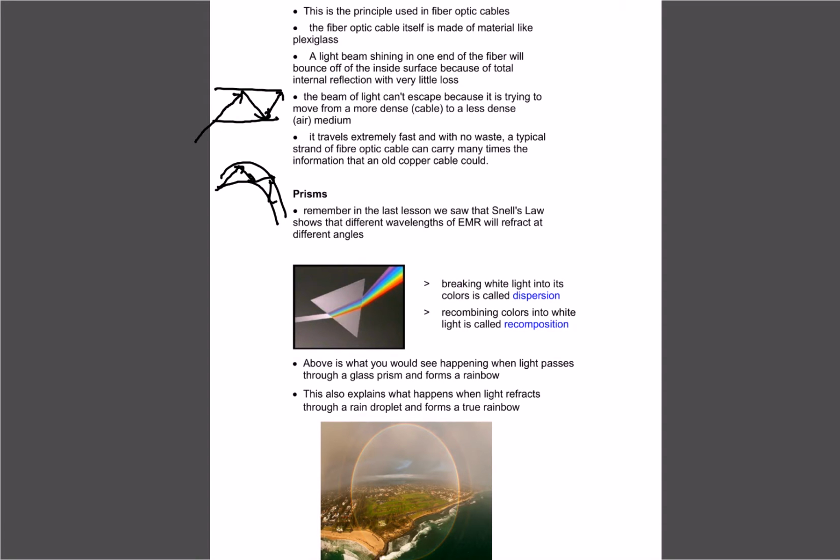And our last little topic we're going to look at is how a prism works. And remember, a prism is just basically a clear glass, but it's in a triangular shape. And the reason for that is so we can use it to get white light. And because each wavelength is going to refract slightly different, we can actually split the white light apart.